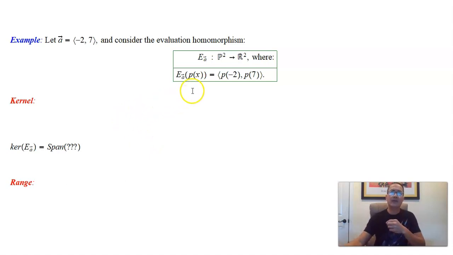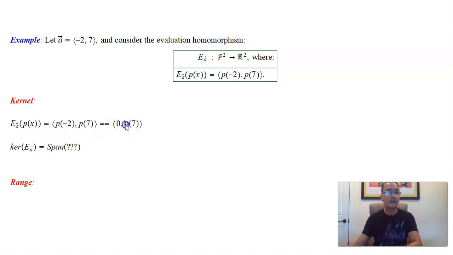Okay, so I want the kernel. I want the value for the input to be the zero vector. So I want this to be both zeros. So that has to be 0, and that has to be 0. And that has to go away.